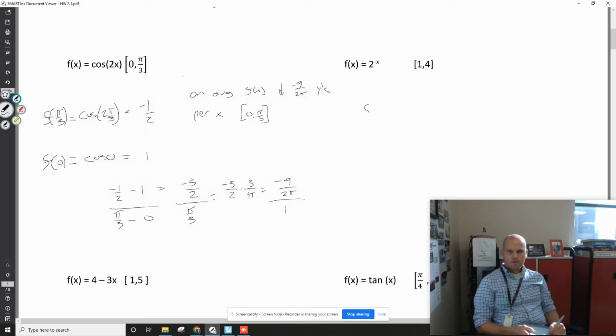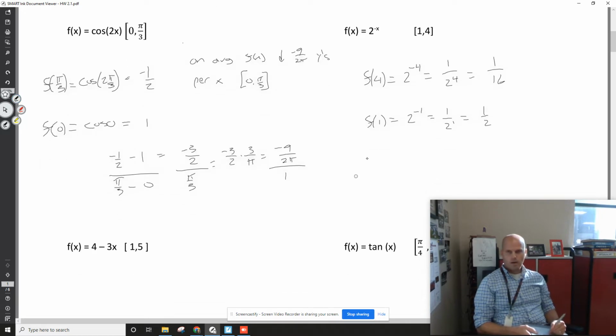Some others, just got to plug through these. 2 to the -4th. Good little review of exponents. Negative exponents is a reciprocal of a positive exponent. 2, 4, 8, 16. It's not 8, it's 16. So I went down from a half to a 16th. I'll have to find a common denominator to find that.